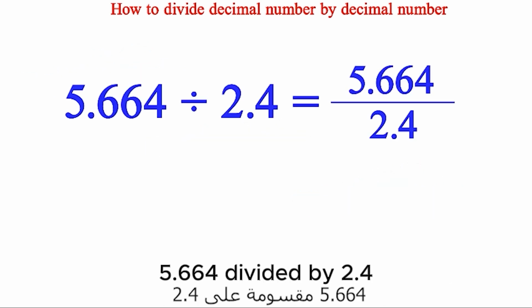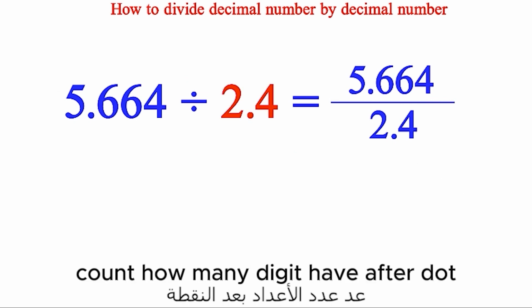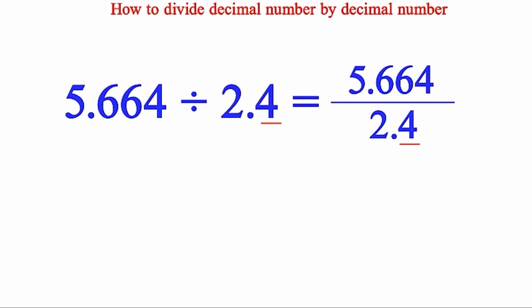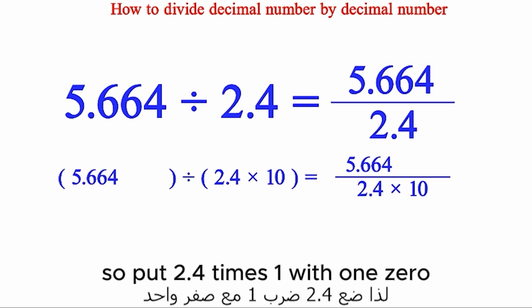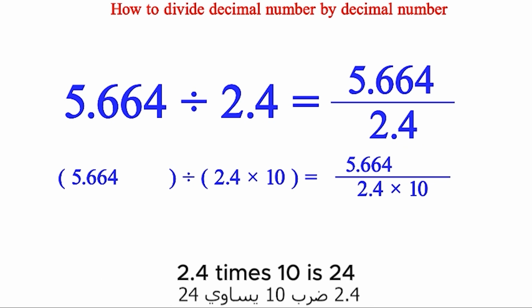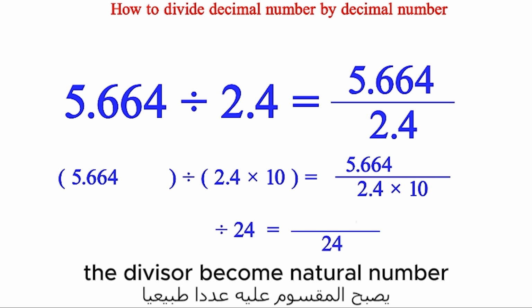Example, 5.664 divided by 2.4. The divisor is 2.4. Count how many digits there are after the dot: 1. So put 2.4 times 1 with 1 zero. 2.4 times 10 is 24. The divisor becomes a natural number.